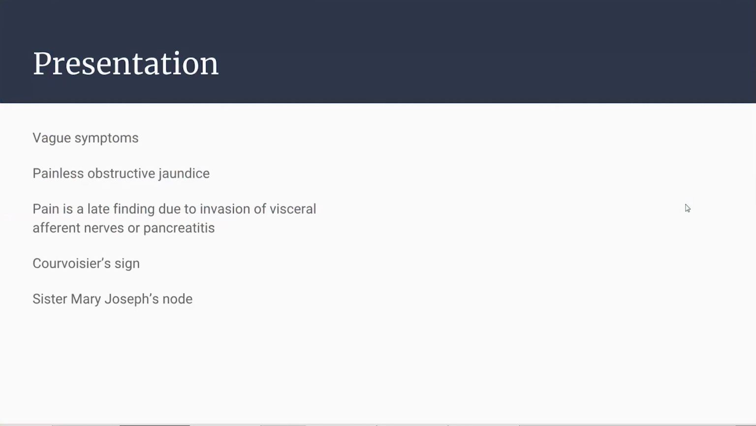A patient with Courvoisier's sign on physical exam is when the gallbladder is palpable in the presence of painless jaundice. This is seen in less than 25% of patients. Another physical exam finding can be Sister Mary Joseph's node, which is a palpable umbilical lymph node seen with GI cancers and ovarian cancers.